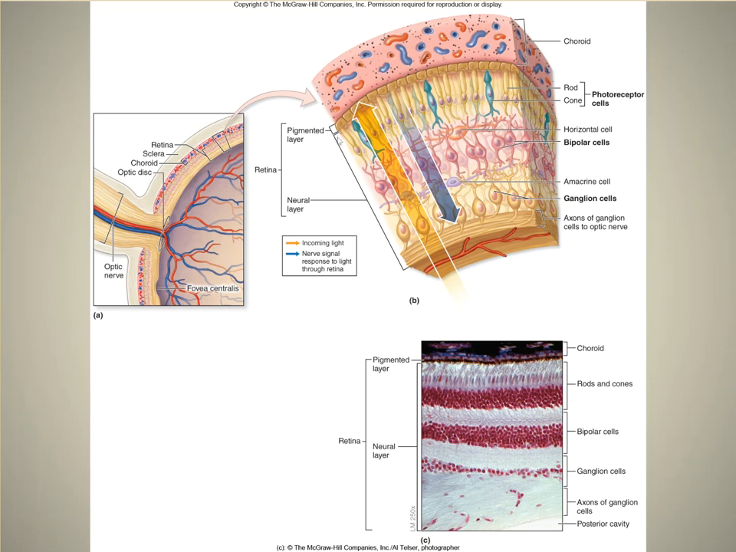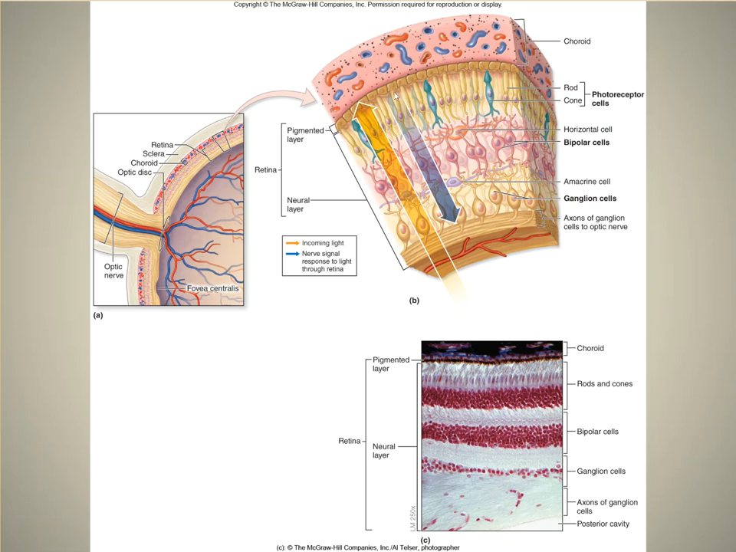But look at the arrangement of these cells. This is really interesting and frankly bizarre. The outer tips of the photoreceptors are embedded in the pigmented layer, and they are pointing away from the light. The light comes in this direction through all the wiring before it hits the photoreceptors. In other words, the retina is designed backwards. Why? I don't know. Nobody knows. That's just the way it evolved.